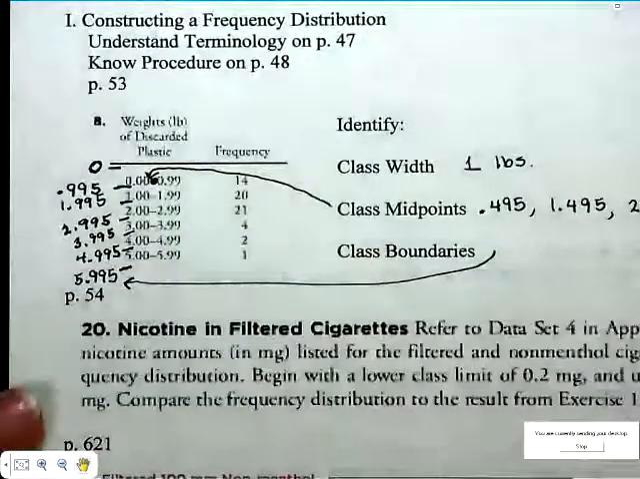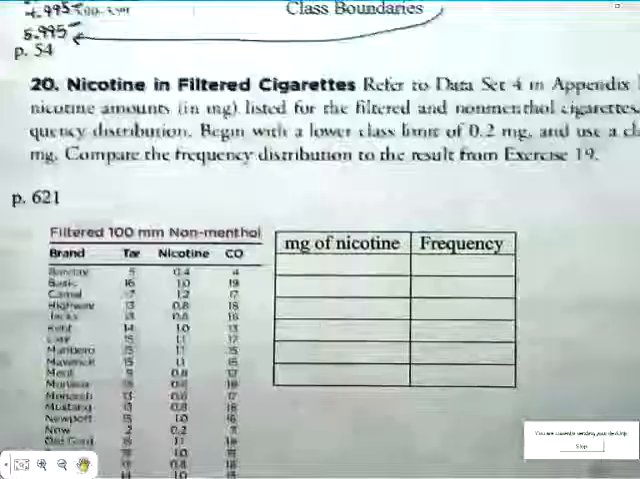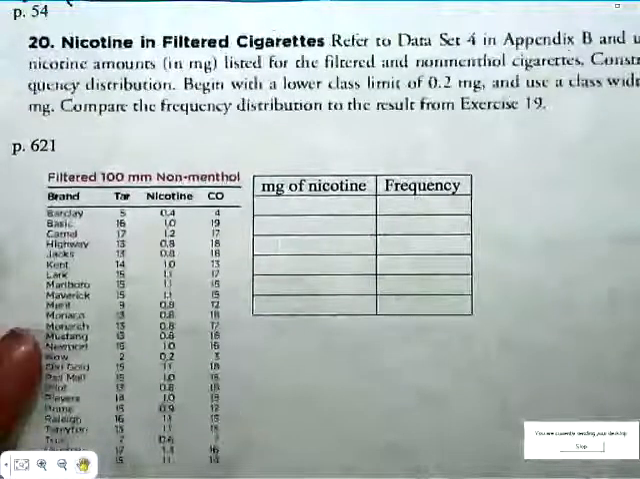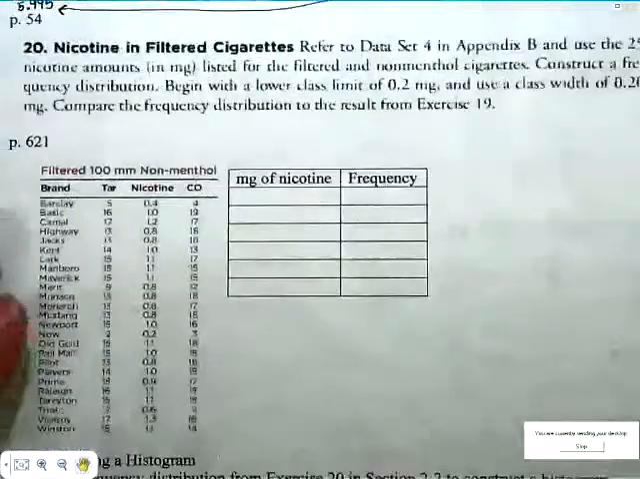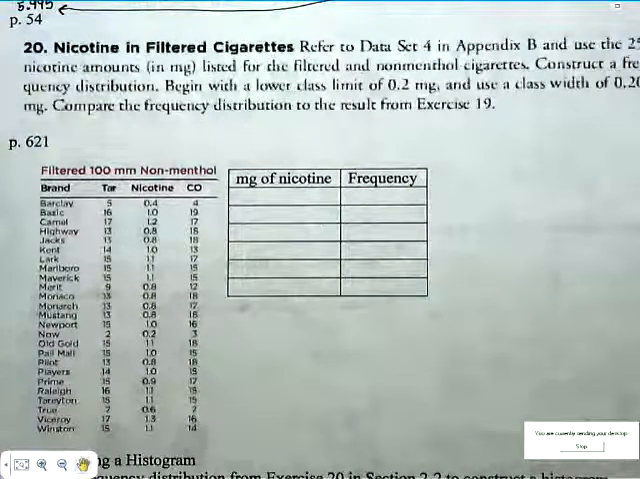All right, like I said, you have a few problems that just say list the class width, list the class midpoints, and list the class boundaries. And then you have a problem where you actually make a frequency distribution. You'll always be given the lower class limit to start with, and the class width.